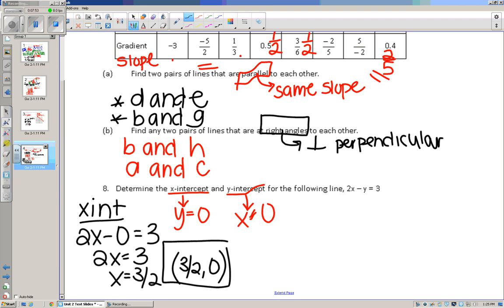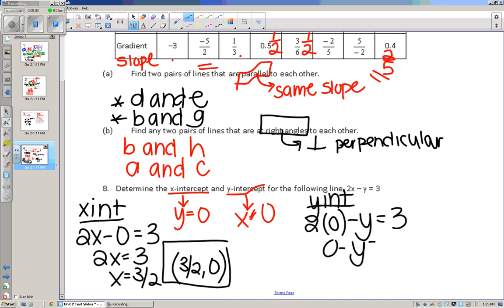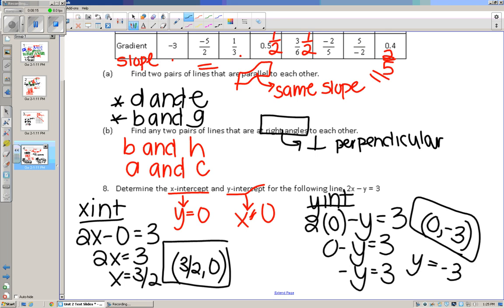Now let's go ahead and do the y-intercept over here. Y-intercept, that's when x is 0, so in place of the x, I'll put a 0. And then I'll solve for y, so I get 0 minus y equals 3. So negative y equals 3, which must mean that positive y is negative 3. So if I'm going to write this as a point, I had 0 in place of my x, and negative 3 is what I got for my y. So that is the coordinate for my y-intercept.